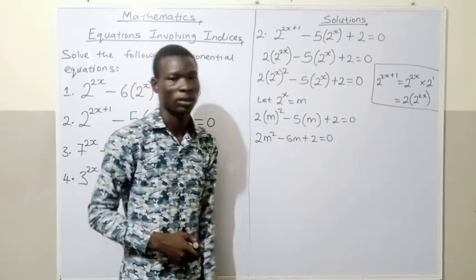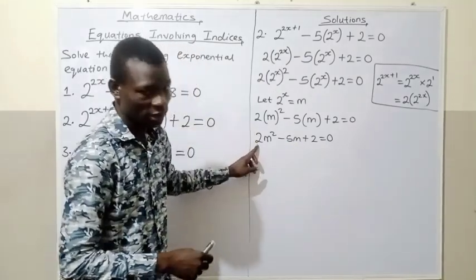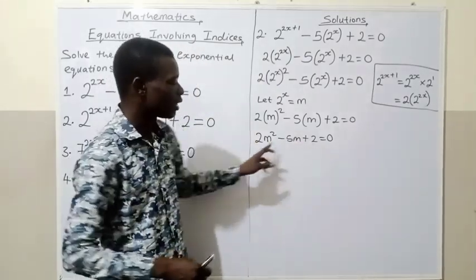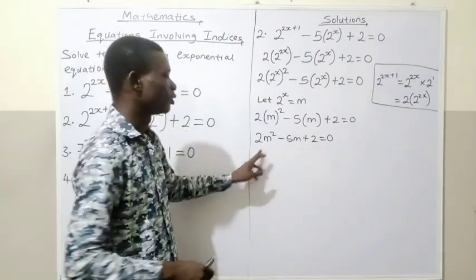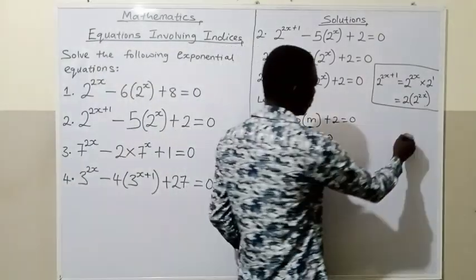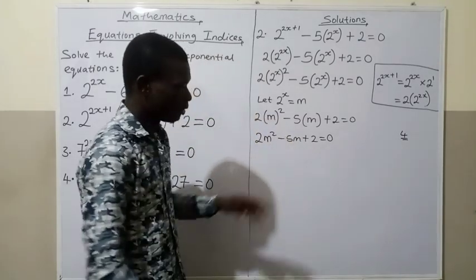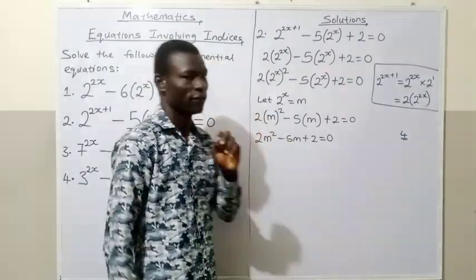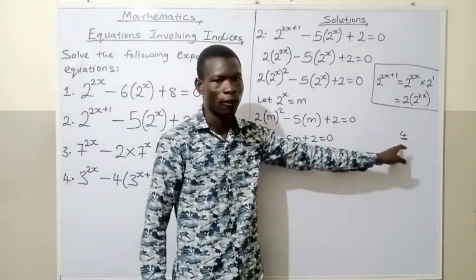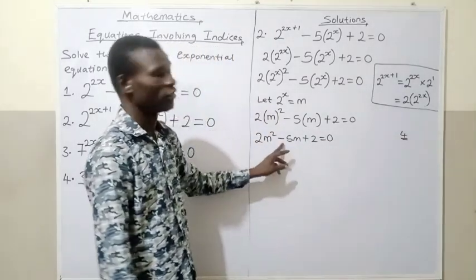So I'm still using factorization method, and the leading coefficient here is 2. So I'm going to multiply the leading coefficient by the constant. So 2 multiplied by 2 is going to give me 4, and that's actually positive 4. So what do I do with that 4? I'm going to look for any two numbers such that if I multiply them, they're going to give me positive 4. And if I add those two numbers, they're going to give me negative 5.